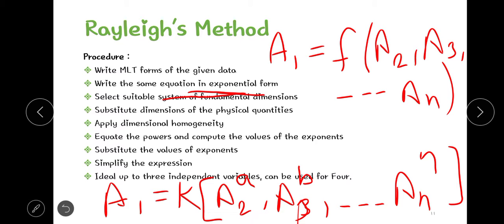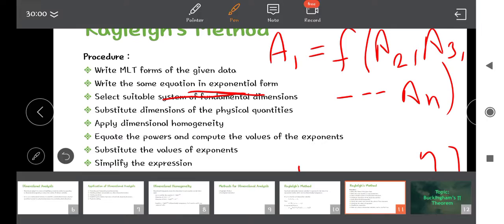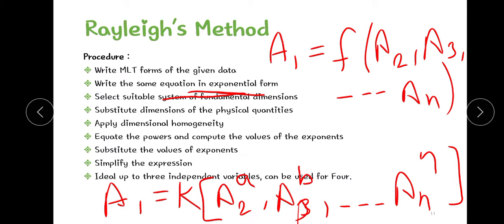Okay, we can write it in exponential form, where k is the dimensionless constant. After writing in exponential form, the dimension of each of the quantities a1, a2, a3 and so on, an are written, and the sum of the exponents of the functional quantities on both sides are equated. After this we write the dimension of each term, and the sum of the powers will be equated, and then we will get the solution, like the values of a, b, c, etc.